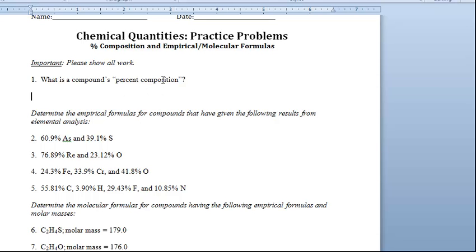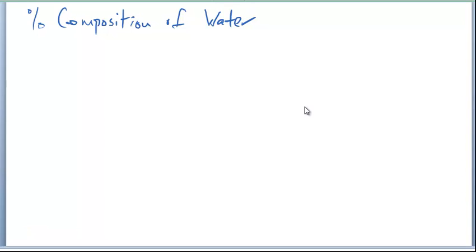composition? So for this, your book will be very helpful, and I just want you to read through the paragraphs that talk about percent composition and come up with a 1 or 2 sentence summary of what we mean by that. And I think by working through these problems, you probably have a good idea of what that is. So let me come over here to kind of a blank slate.